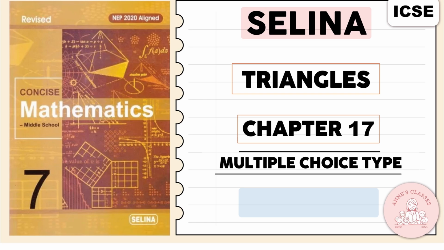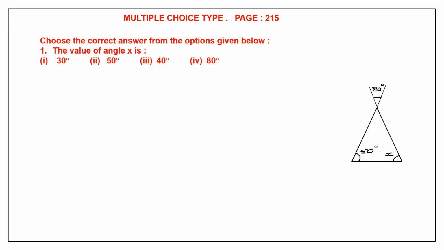Let's do triangles, chapter 17, the multiple choice type. Page number 215. Choose the correct answer from the options given below. Question 1, the value of angle x. So in this figure, we have x here. We have to find out the value of x.